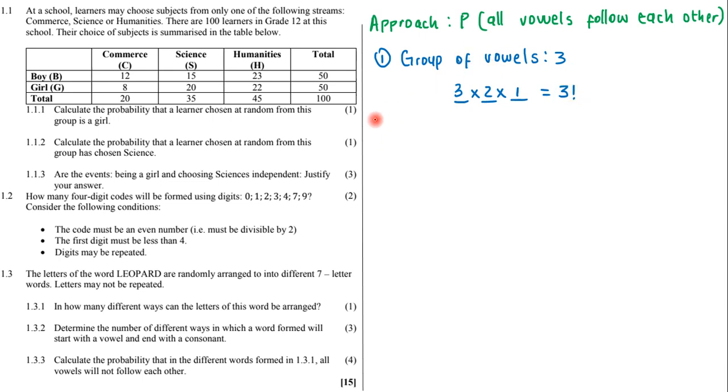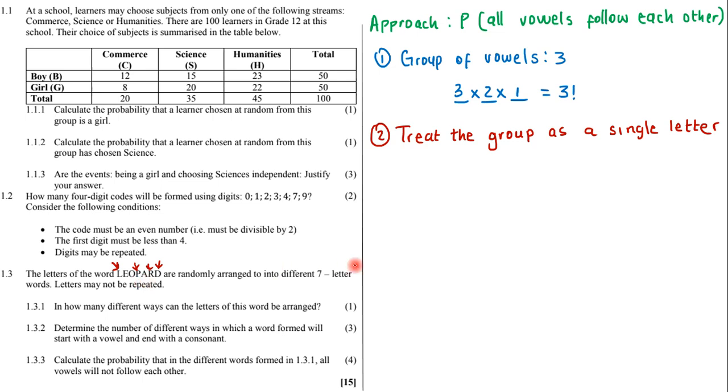Because of that, we're going to treat the group as a single object, as a single letter. Now when we treat them as a single letter, what does that mean? It means all that group of vowels will act as one letter, and then we'll have L, P, R, and D as letters that we're actually arranging around.